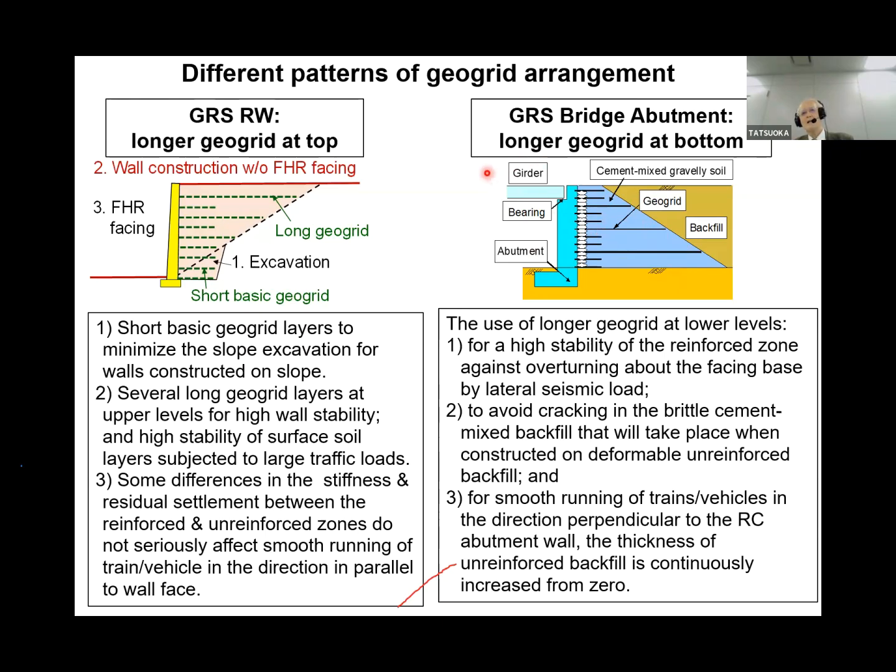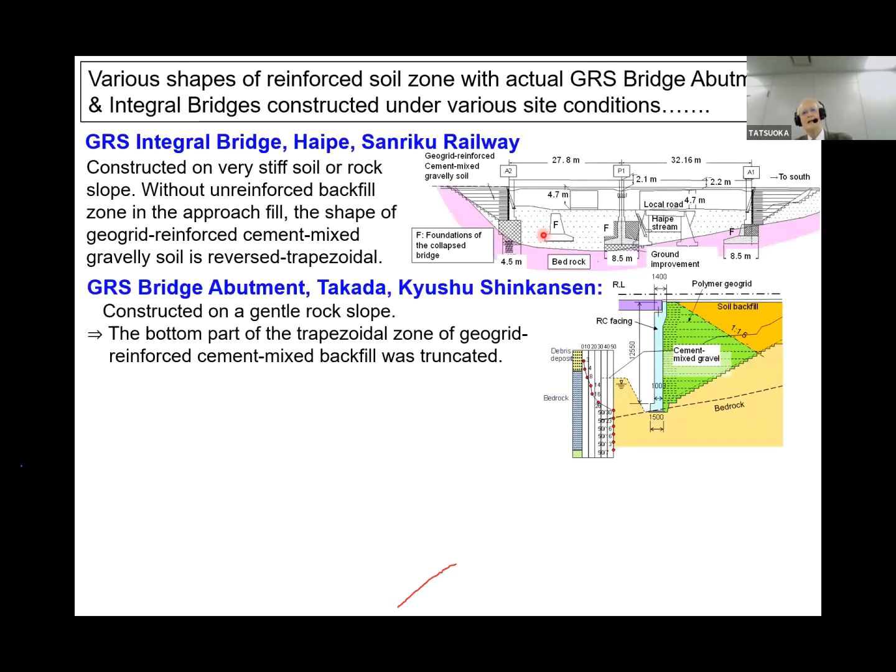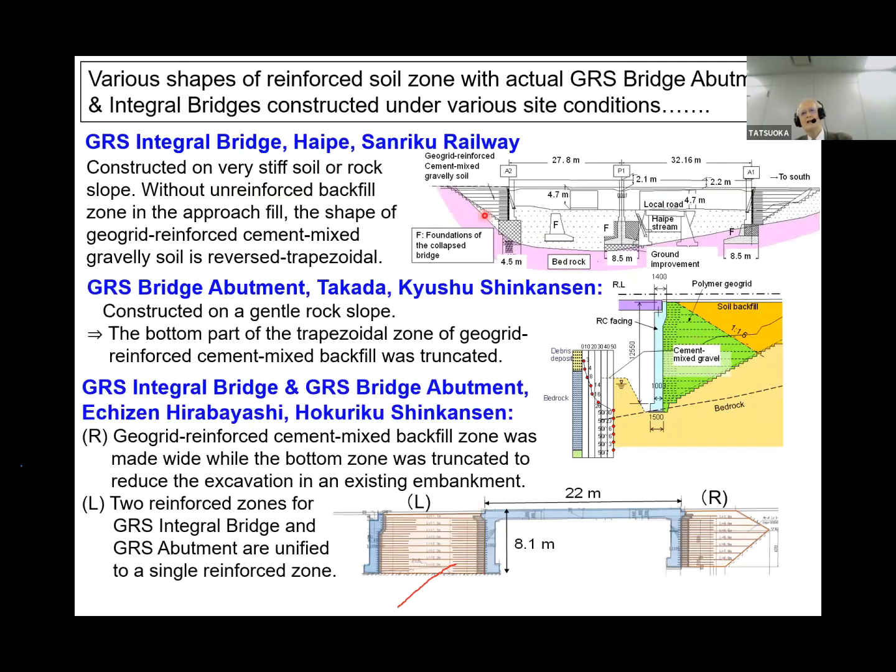And also trains run in this direction, parallel to this figure, that is, perpendicular to the full height facing. So the thickness of the backfill should increase continuously from 0 to a larger one to avoid any discontinuous settlement, to avoid the bump. But the actual one has a different shape under different site conditions. In any case, the bump is avoided, and stability is also ensured by stability analysis.